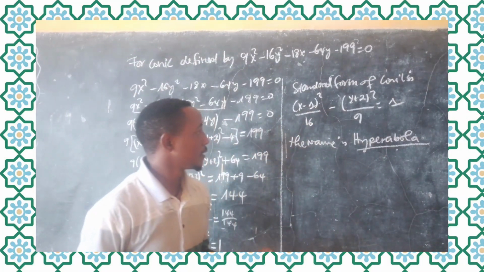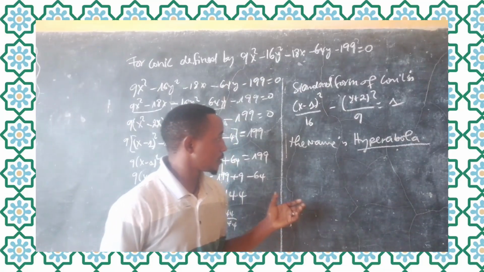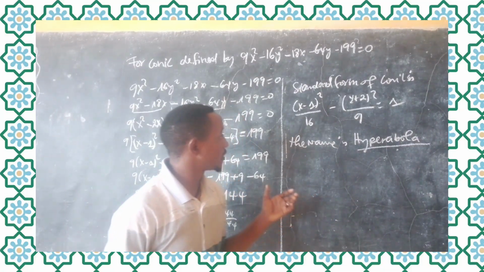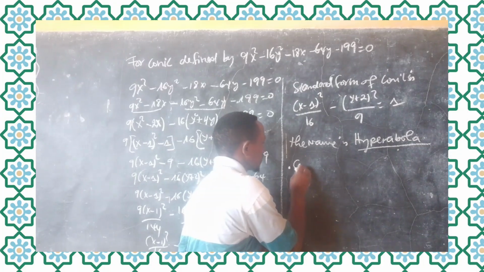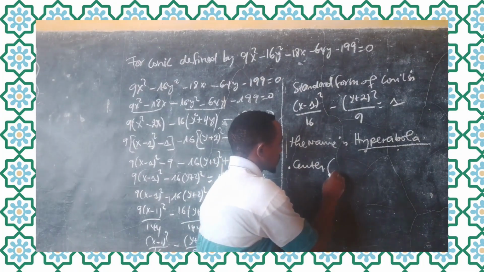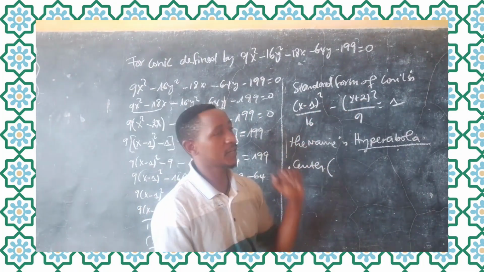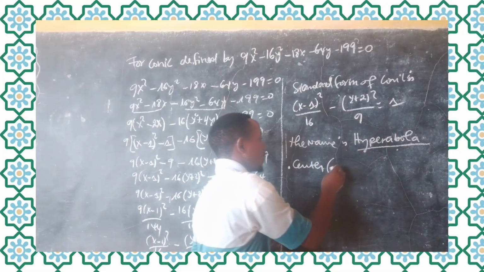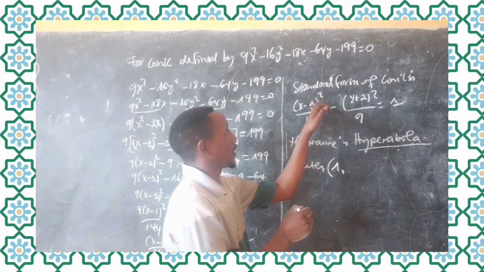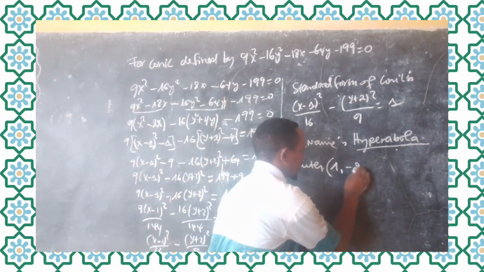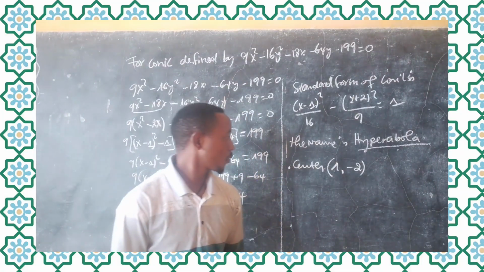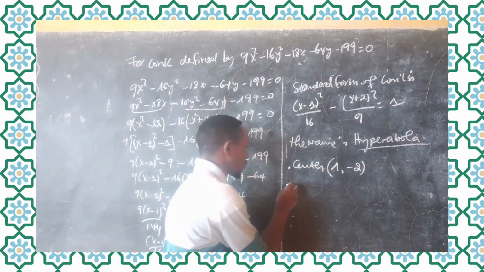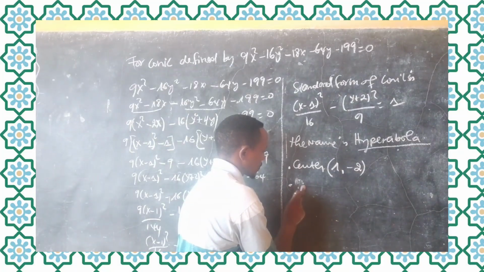So then, how do we find the center? The center is given by the coefficients here: it is equal to 1, because this is minus 1, and minus 2. This is the center. So then we need to find the vertex also.